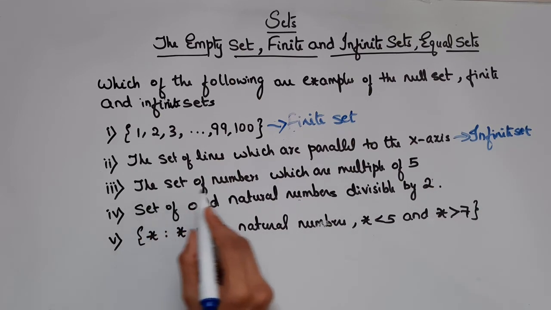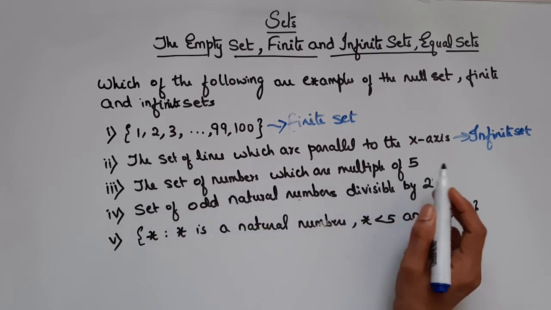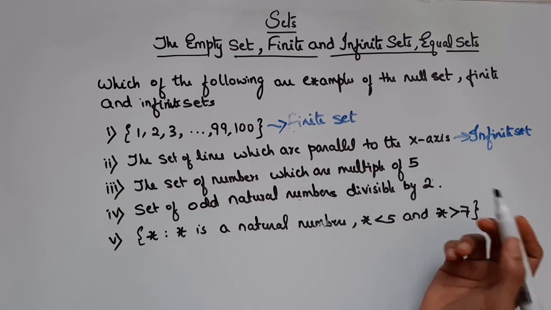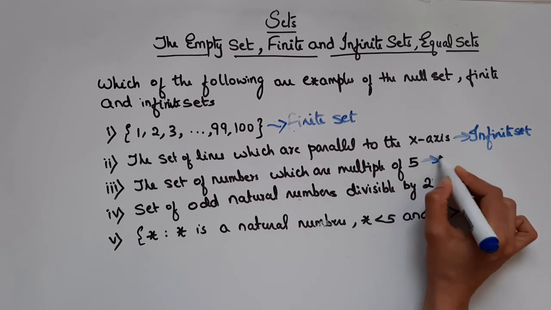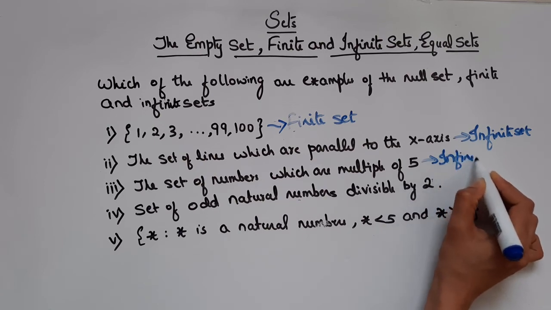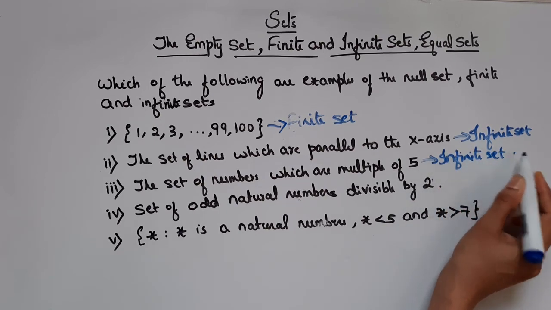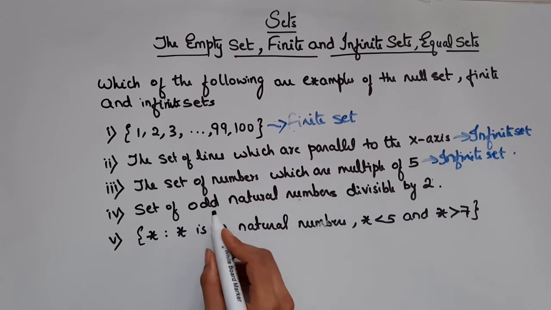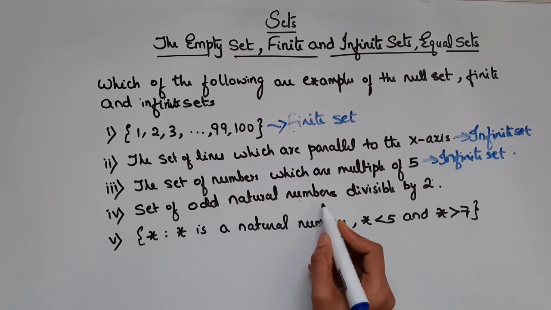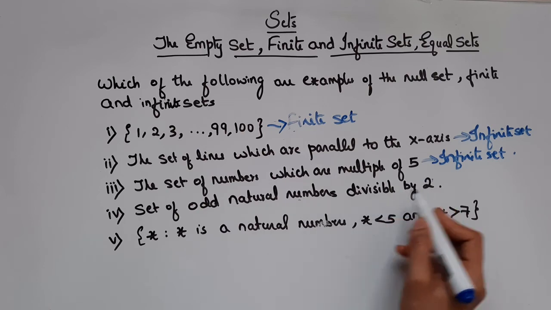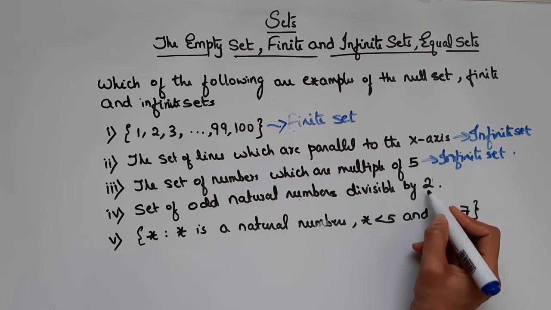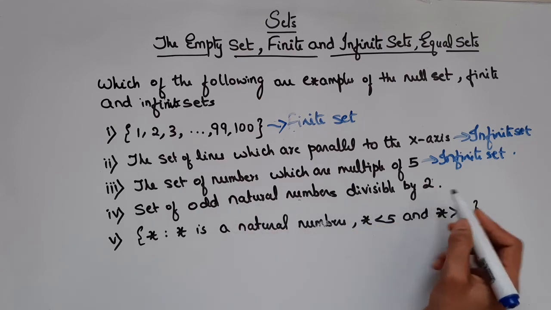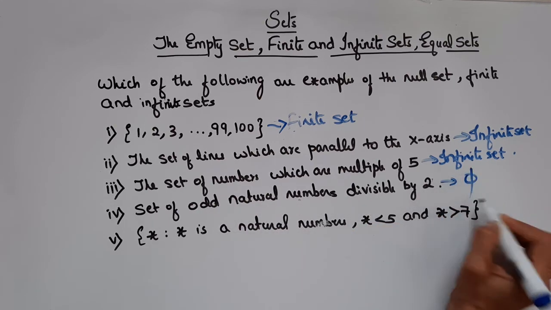So here it says the set of numbers which are multiples of 5. Here also we have infinite numbers that are multiples of 5. We cannot count them. So therefore it's an infinite set. Set of odd natural numbers divisible by 2. So here they are saying it's an odd natural number that has to be divisible by 2. We know odd numbers will not be divisible by 2. So we don't have elements that are odd natural numbers which are divisible by 2. So therefore we can say it's a null set.